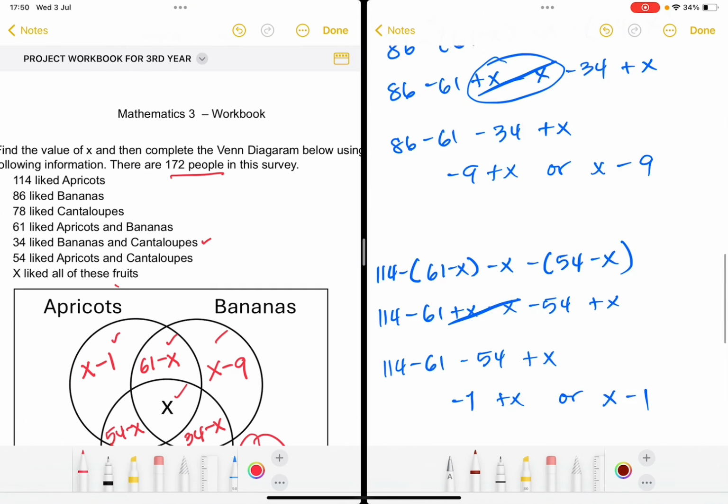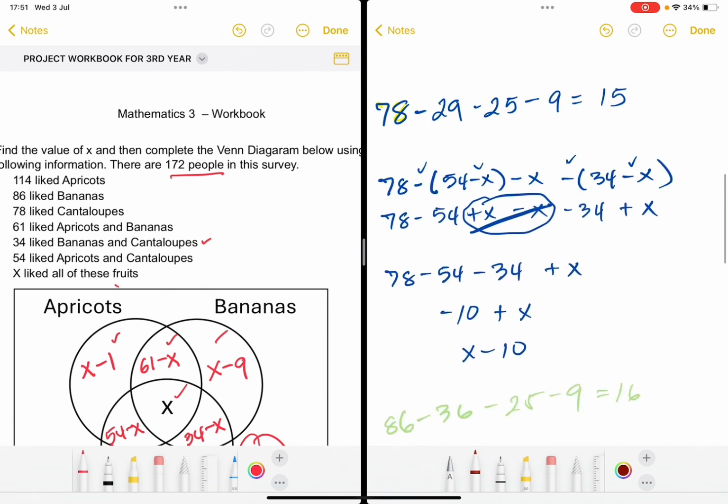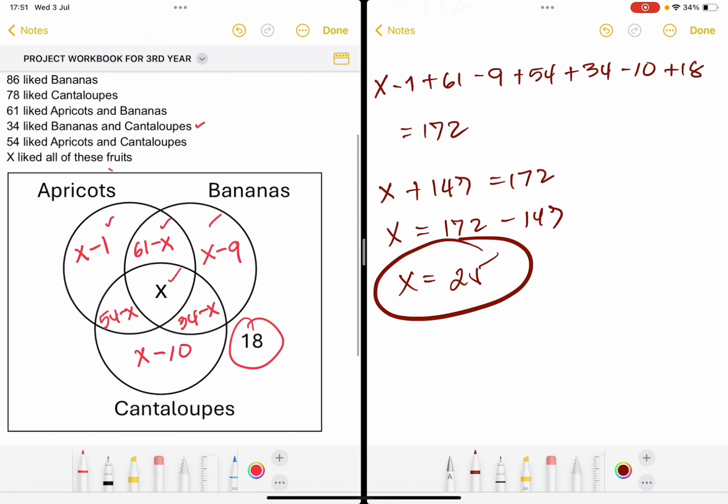So now, if you can see our Venn diagram, yes, we are correct. So 25. Now you can complete the rest of the Venn diagram. Always make sure that your Venn diagram is correct.